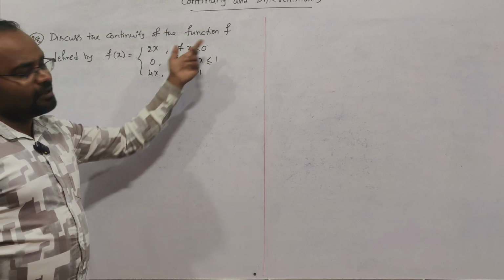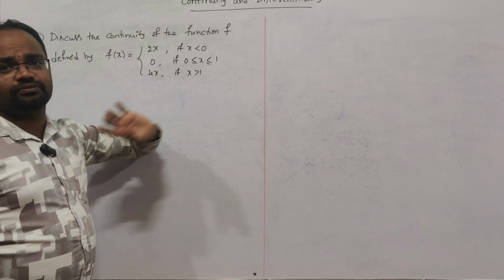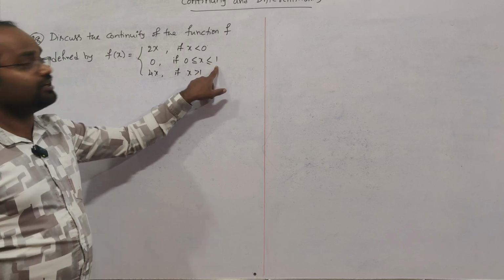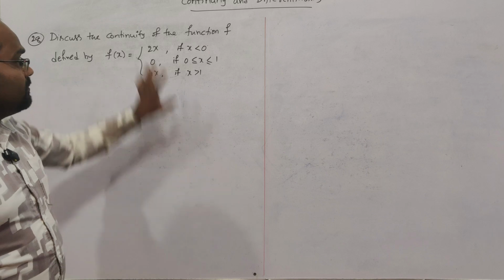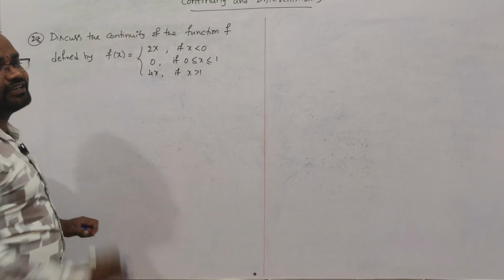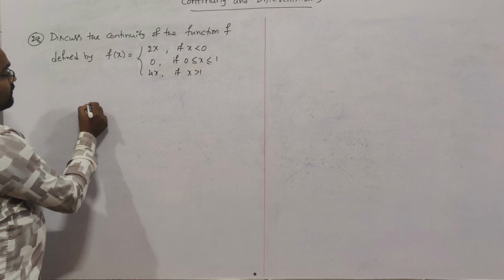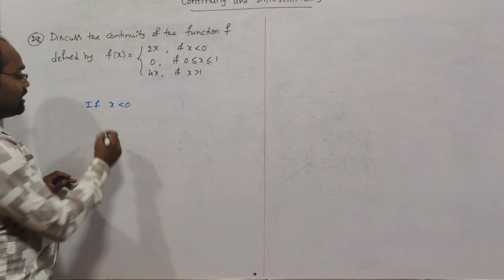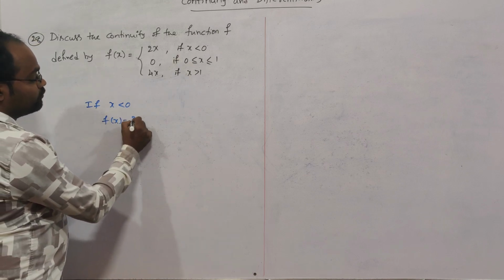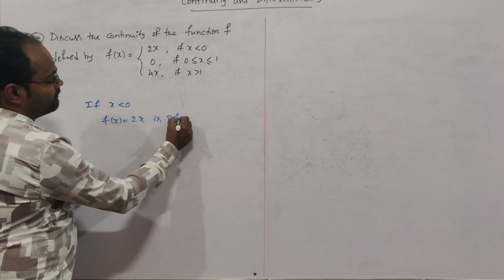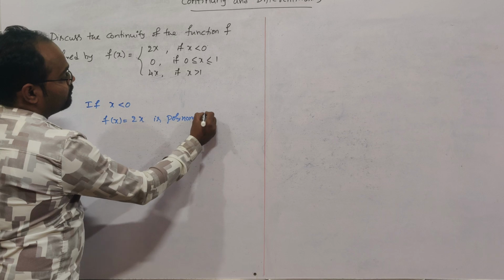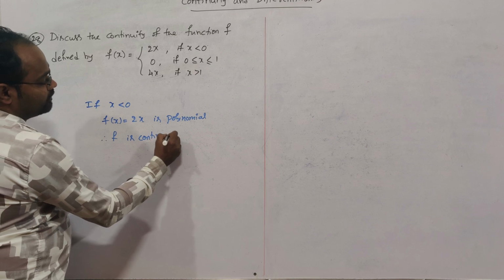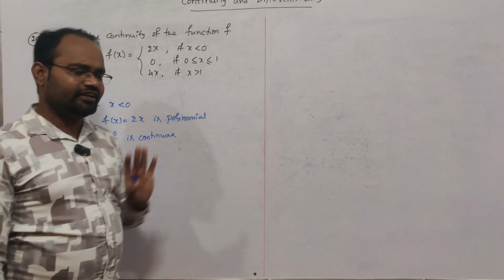Other than those points, let us give the reasons. At x equal to 0 we should check LHL and RHL. At x equal to 1 we should check LHL and RHL, because those are the points of separation. For other regions, let us give the reasons why it is continuous. If x is less than 0, in that region f of x is 2x, which is a polynomial function. Since it is polynomial, therefore f is continuous. We know all polynomials are continuous functions.